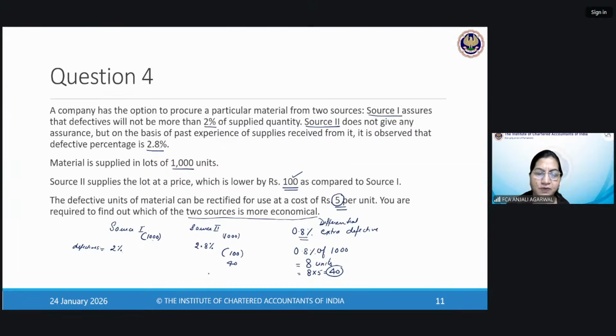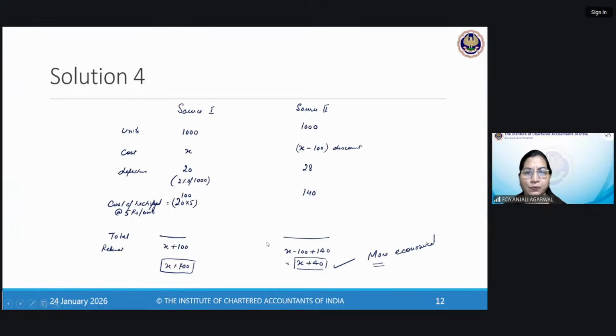That means there is a pure saving of 60 rupees with source 2, which you can see here. It's costing X plus 100, and it is costing X plus 40. So you will save 60 rupees by making an order to source 2. With every order or every lot, there is a saving of 60 rupees.